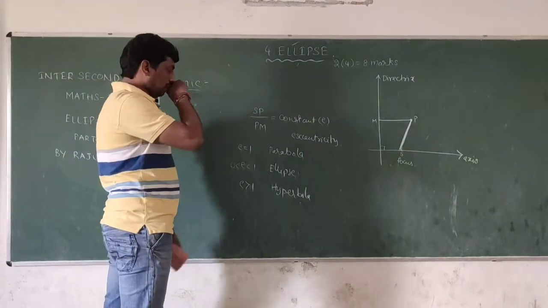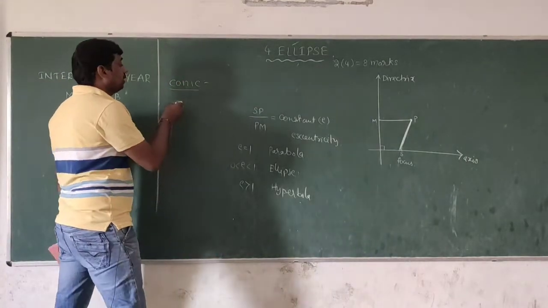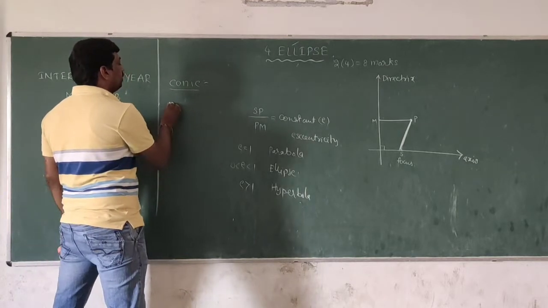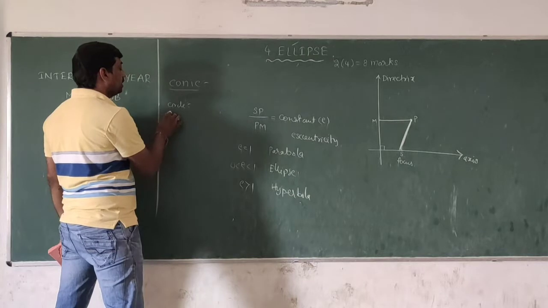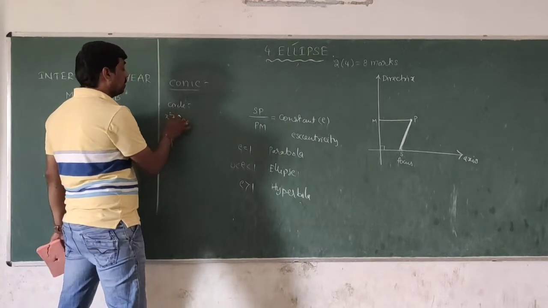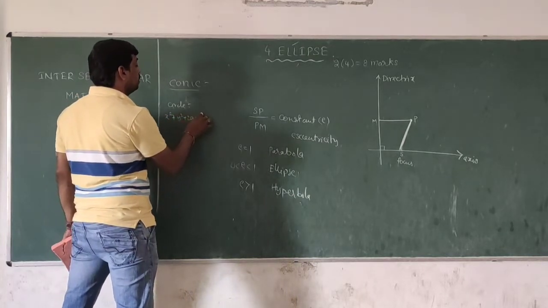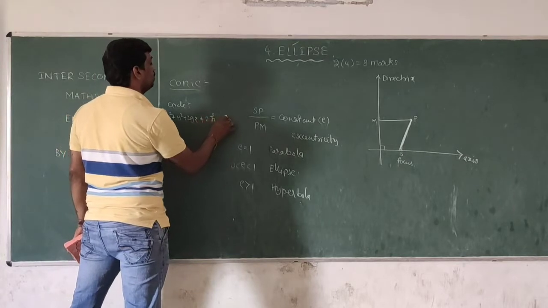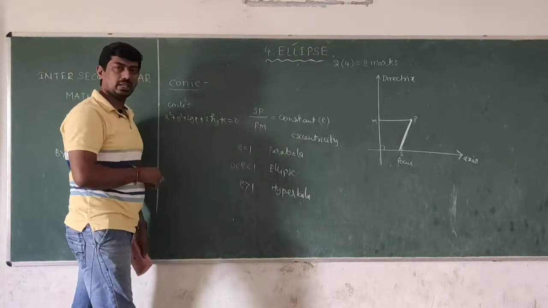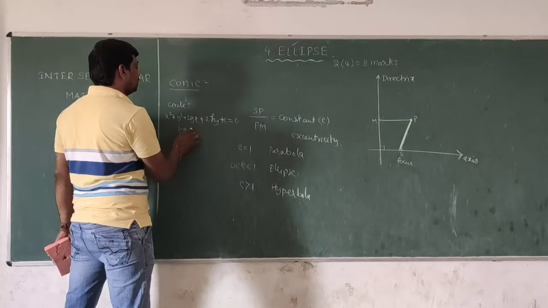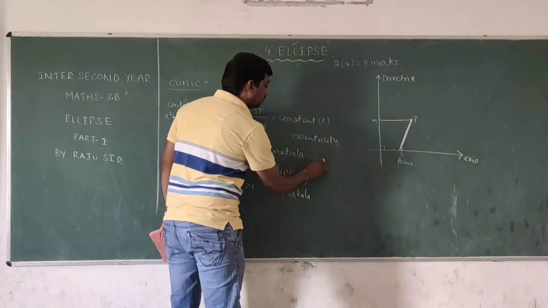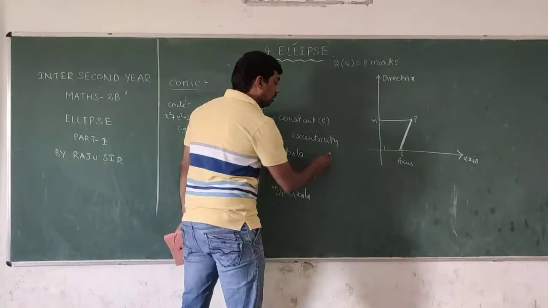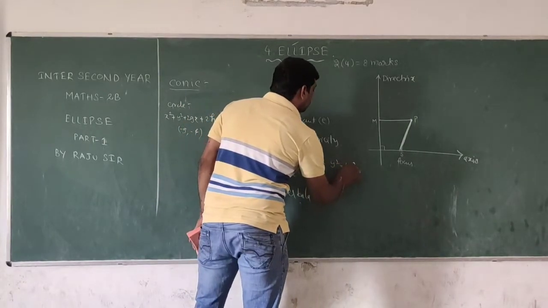Right. Now clearly we know the standard form of circle. What is the standard form of circle? Circle standard form is x square plus y square plus 2gx plus 2fy plus c equal to 0, which is the standard form of circle. Here minus g comma minus f is the center of the circle. Clear? Next, what is the standard form of parabola? Yes, y square equal to 4ax.